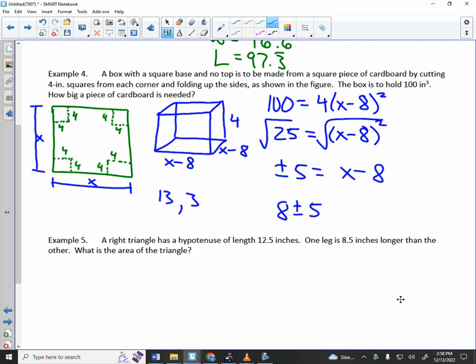Only 13. Why? Yeah, look what happens. If you start with a 13, then 13 minus 8 is 5, right? But if you use 3, 3 minus 8 is negative 5. You have a negative dimension. Mathematics isn't worried about negative dimensions. We are, because we exist in this weird real world. So a 13 by 13 is what we want.